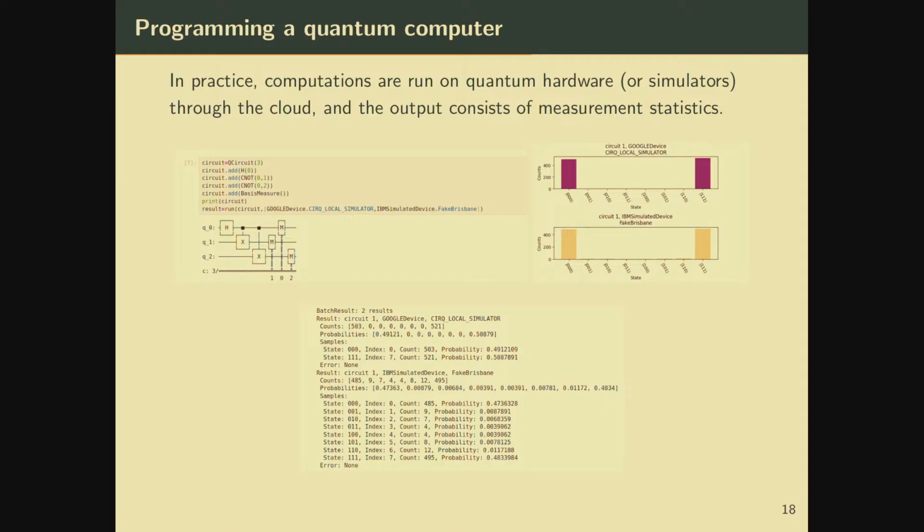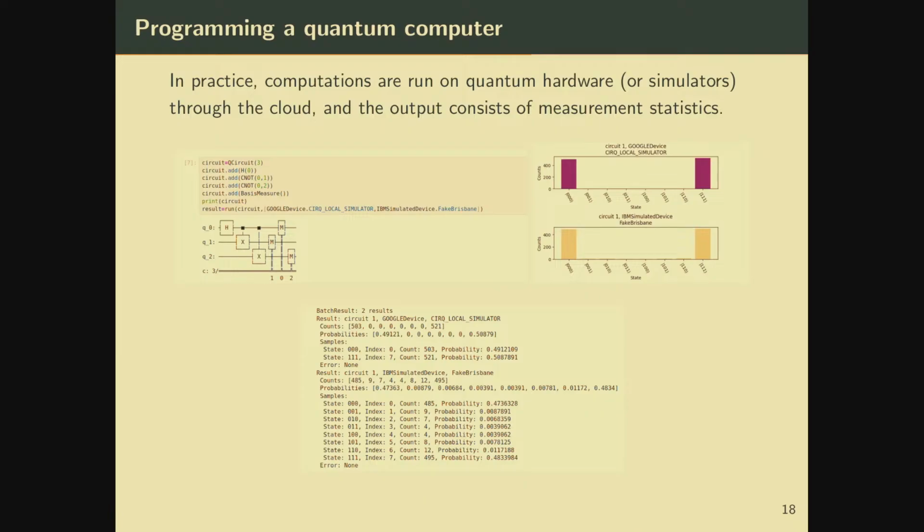Okay, and so this circuit basically creates a GHZ state, if you're familiar with 3-qubit entanglement. You measure it in the standard basis, and you get some statistics. So here, for this model, it was run on a simulator, but you have the choice of running on a simulator or a real machine. And here it says that on 1,024 samples, we get 503 and 521.